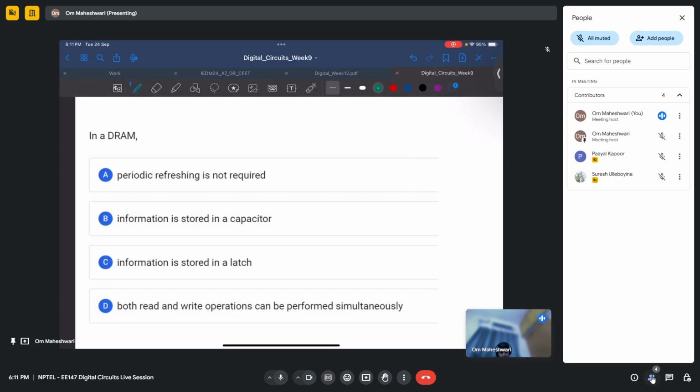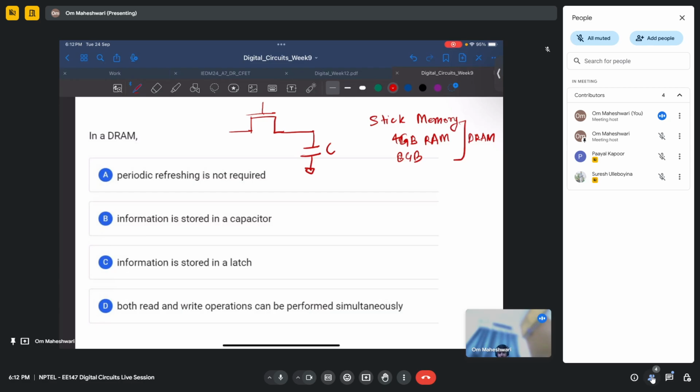So what is DRAM? DRAM is the stick memory that you use in your computers, like 4 GB RAM or 8 GB RAM in your computers and laptops. This is the RAM that we use, right? It actually is DRAM or dynamic RAM. It has one transistor and one capacitor. So it is also called 1T, 1C, one transistor, one capacitor RAM.